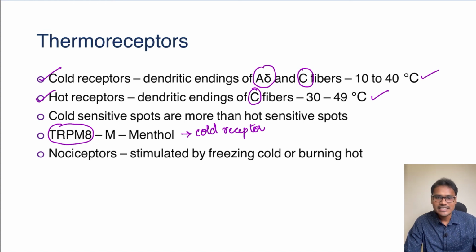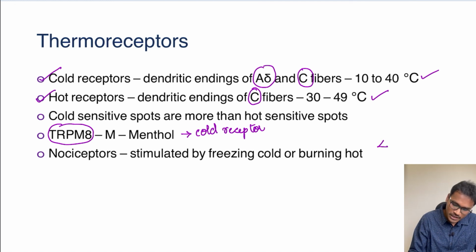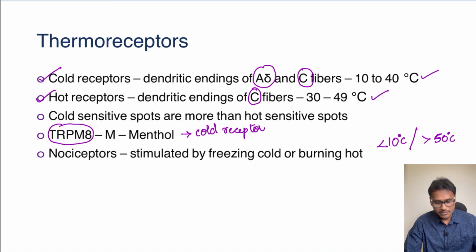Then coming to the nociceptors. Why are we discussing the nociceptors in thermoreceptors? Whenever the temperature goes below 10 degrees Celsius or above 50 degrees Celsius, it is going to be a freezing cold or a burning hot. At that time, it is not the temperature receptors which are getting activated, it is the nociceptors which are going to get activated. So this is about the thermoreceptors.